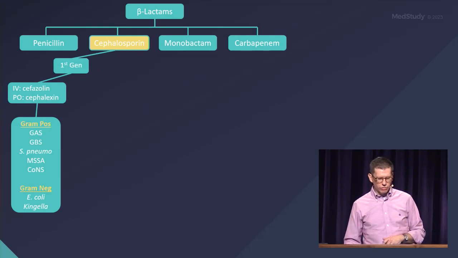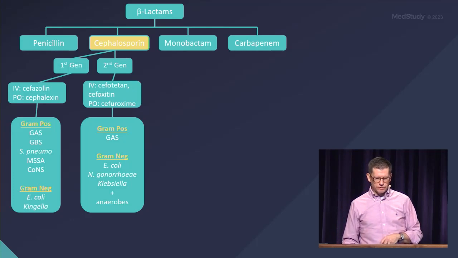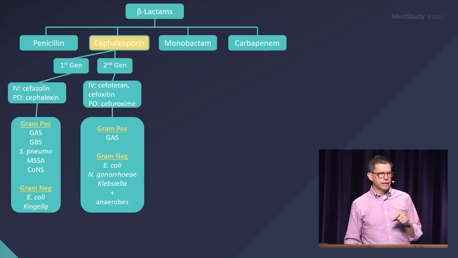And they get a little bit of gram-negative coverage, in particular E. coli and Kingella. So we now have second generation, cefotetan and cefoxitin IV, and then PO cefuroxime. The key here is that the IV forms will get gonorrhea, but they also get anaerobic coverage. And so we think about that in terms of kids who might have appendicitis or ruptured appendicitis. It has good gram-negative coverage for your enteric gram-negatives, but also has anaerobic coverage. And so sometimes you'll see our surgeons put these kids on second generation cephalosporin.